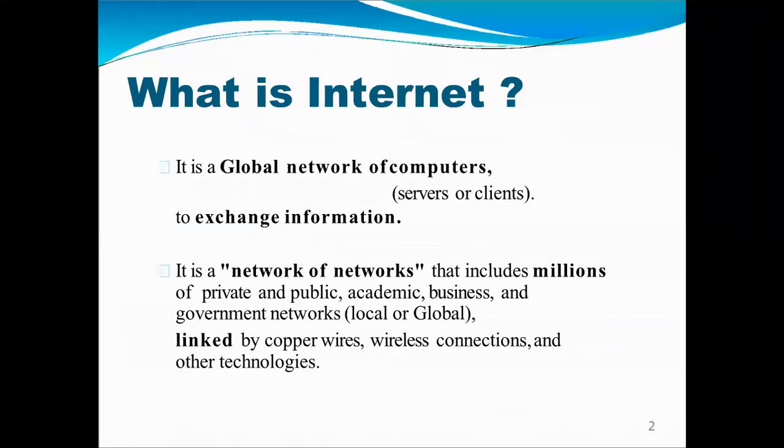Now we all know that the Internet is a global network of networks. Most people describe it as a network of all the networks to exchange information. It includes millions of private and public, as well as academic and business networks, and government networks, local or global, everything. When you are using the internet, you are linked by fiber cables, copper wires, wireless connections, and other different technologies.